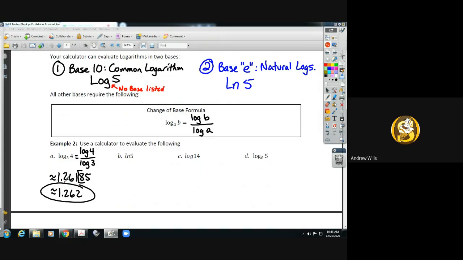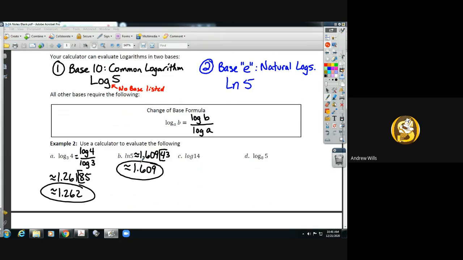Now letter B does not require the change of base formula because your calculator can already do natural logarithms. All we need to do is hit the natural logarithm button, which is directly below the logarithm button. It's right next to 4. So hit ln and then type in 5 and close the parentheses. You should get 1.6093. Again, we're just going to round that off to about 3 decimal places. That 4 would tell us to round the value down, and we would keep 1.609.